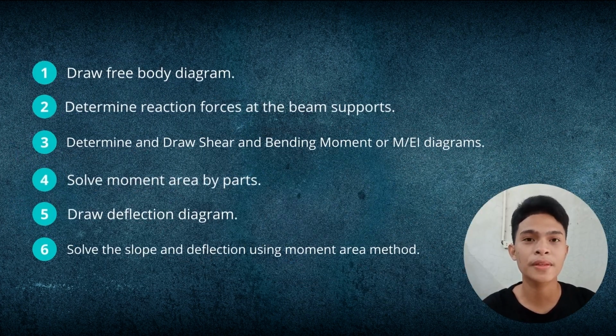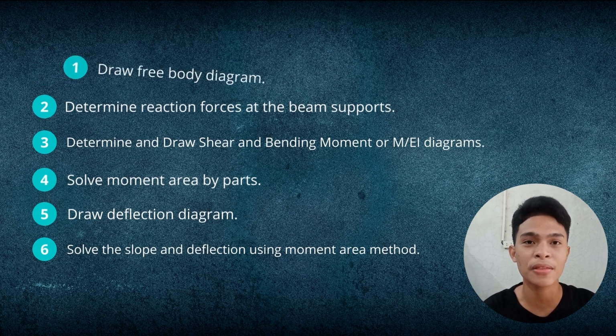Here are the steps in solving the problem. Number 1, draw the free body diagram. Number 2, determine the reaction forces at the beam supports. Number 3, determine and draw the shear and bending moment or M over EI diagrams. Number 4, solve the moment area by parts. Number 5, draw a deflection diagram. And lastly, number 6, solve the slope and deflection using the moment area method.